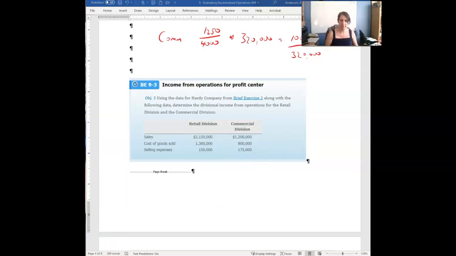All right, so the idea is they're asking how the retail division's income statement would look, and how the commercial division's income statement, or income from operations, would look. So you'd have the same standard sales minus cost of goods sold gives you gross profit, minus selling expenses. Actually, let me undo that last line. We'll do it all in one place. Minus shared services. I think they call it service department charges.